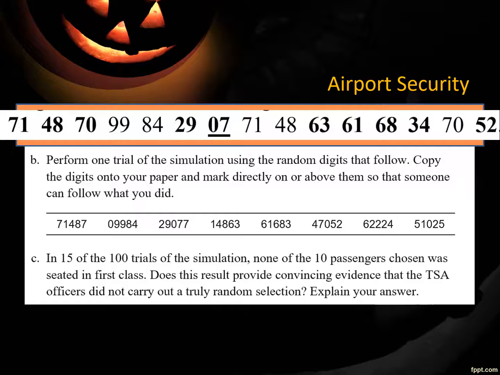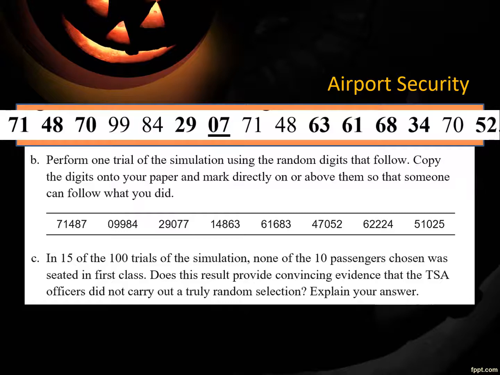71 is a repetition, so I would ignore it. 48 is a repetition, so I would ignore it. Then we have 63, 61, 68, 34, all of which are coach passengers. Then we have a 70, which is out of range, and a 52, which is a coach passenger. And that brings us to our 10th and final number selected. So if I look at all of these bold numbers, only one of these bold numbers is a first class passenger.